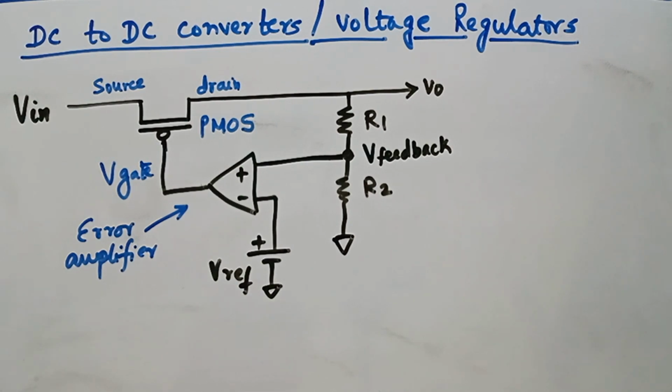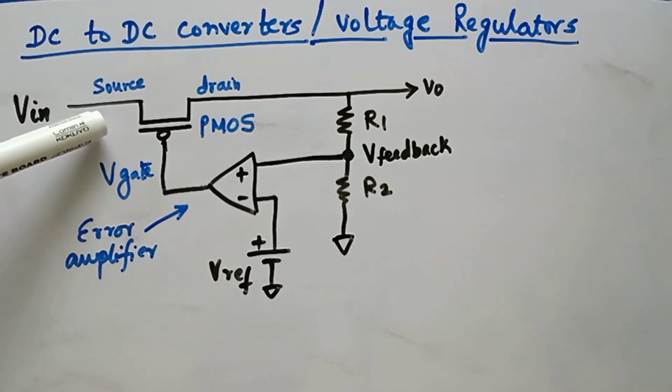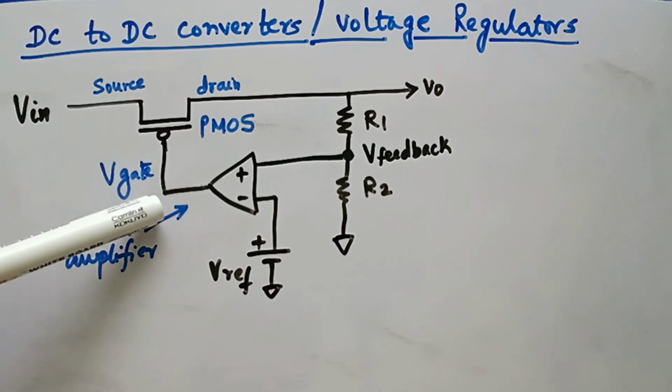Now, this is the internal circuit of a regulator. Let me try explaining the components of this. Number one, we have a switch. It is an electrical switch which can be made on and off depending on the gate voltage.